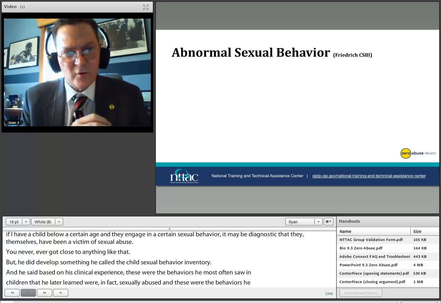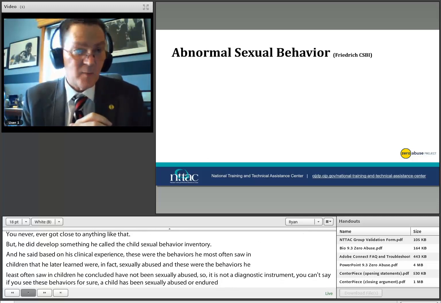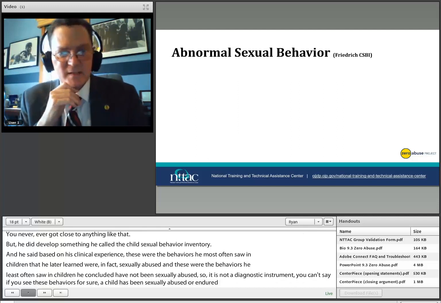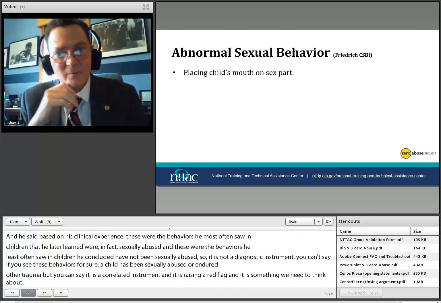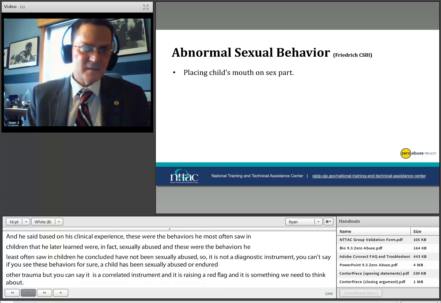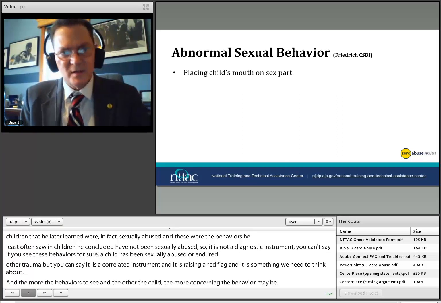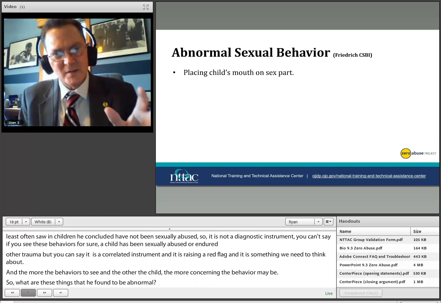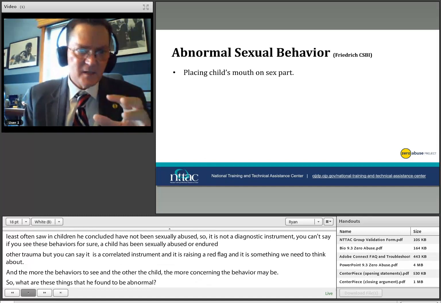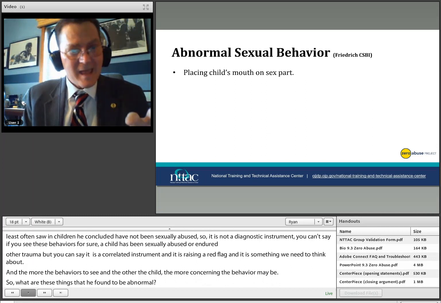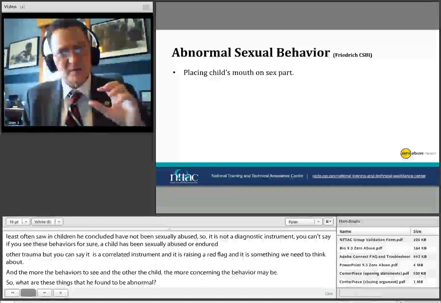So it's not a diagnostic instrument. You can't say if you see these behaviors for sure a child has been sexually abused or endured other trauma, but you can say it's a correlative instrument, and it is raising a red flag, and it is something we need to think about. And the more the behaviors you see, and the younger the child, the more concerning the behavior may be. So what are these things that he found to be abnormal?